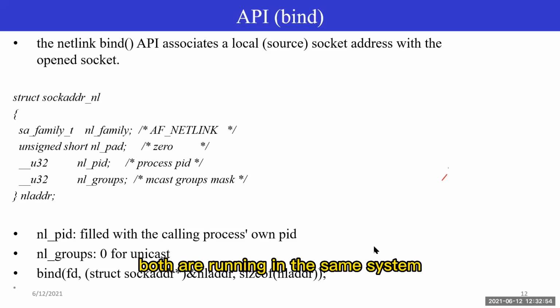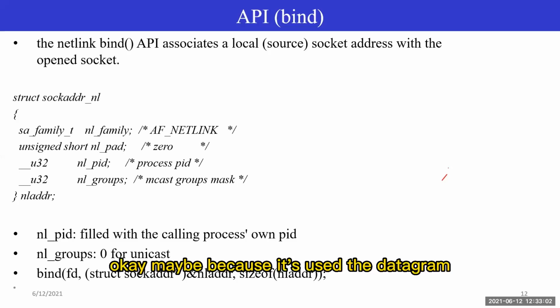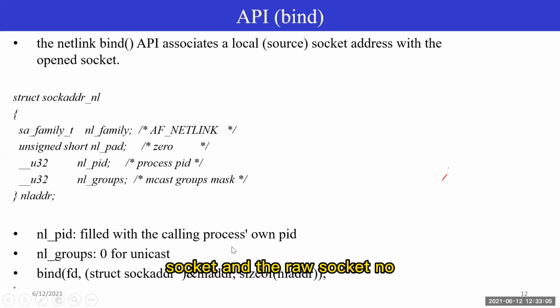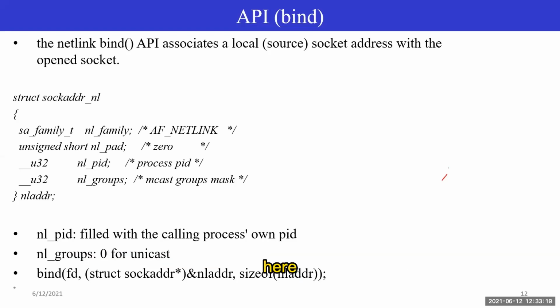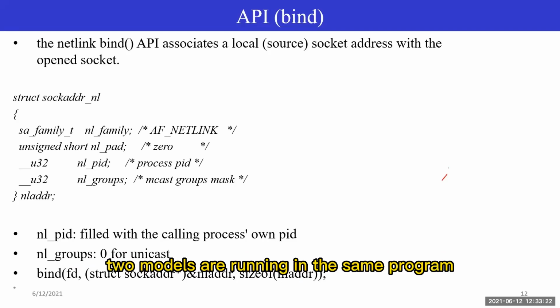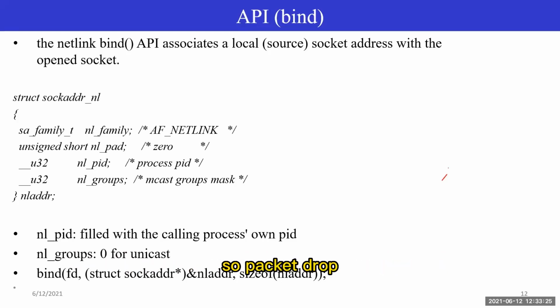Both are running in the same system. Correct. Maybe because it uses the datagram socket and the raw socket. No. You are all afraid about the datagram, but datagram is only problematic if two physically separated machines are communicating with each other. Here, two modules are running in the same program, one in user space and the other in kernel space. So packet drop due to network congestion or due to other network hops is out of the question. That will never happen.